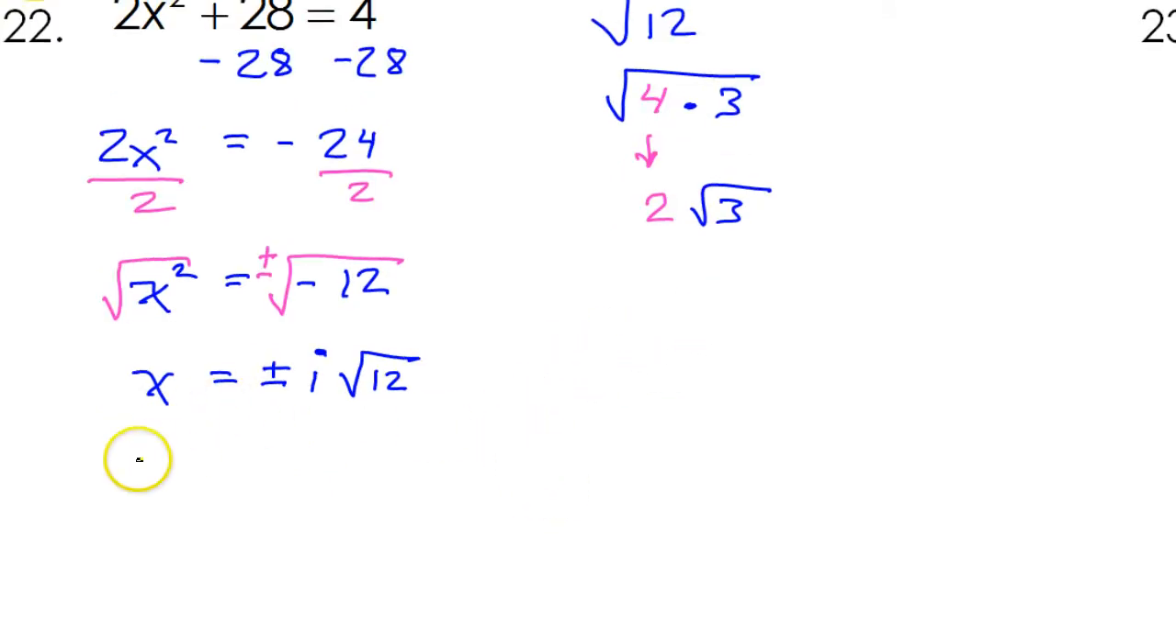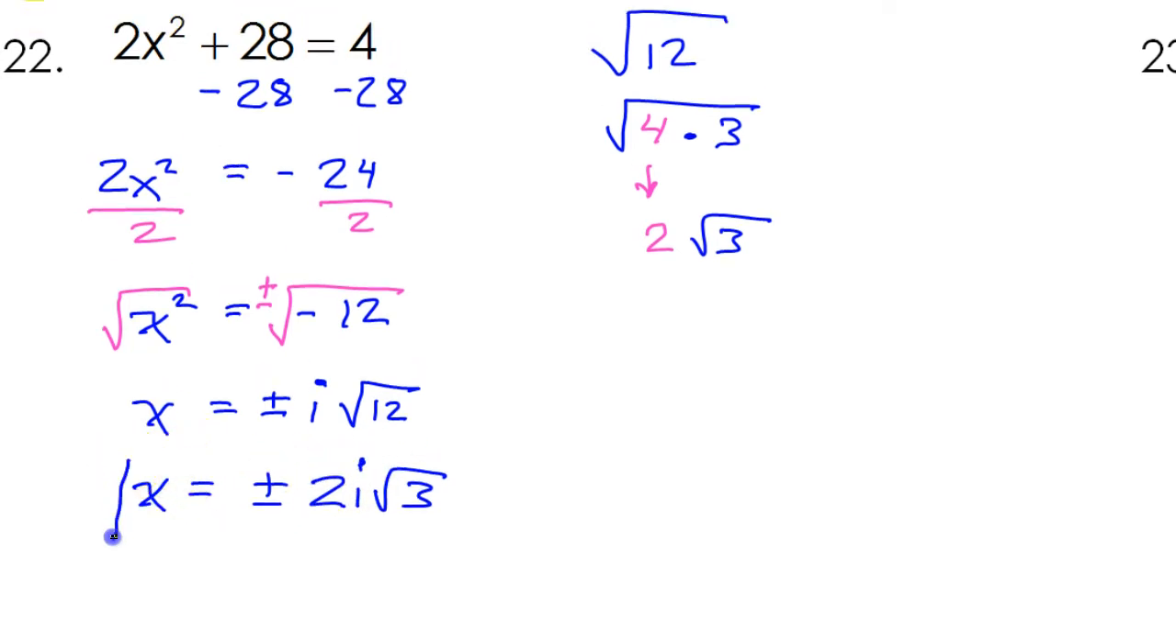Okay, so that means I have x equals plus or minus. Now I'll put in the i in a second, but radical 12, like I said, is 2 radical 3, and the i goes right in the middle between them. Okay, so that's it. That's the answer for number 22.